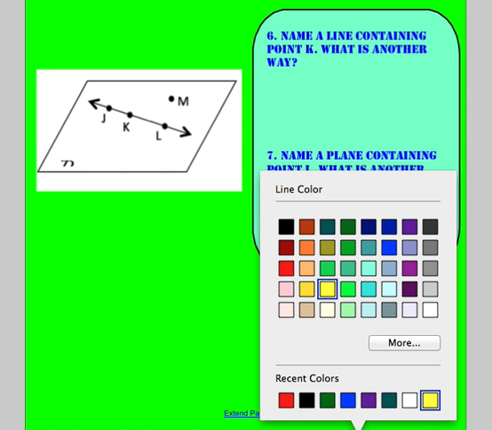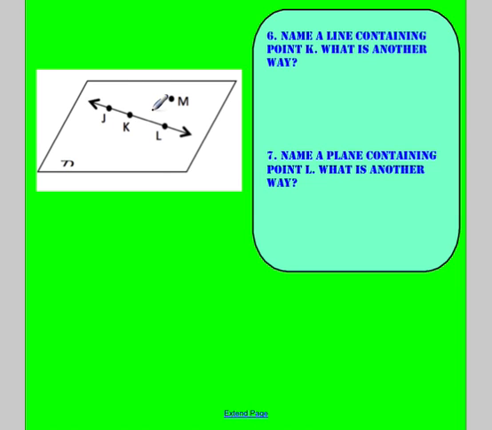Well, first thing I'm going to do is locate point K. I see that point K is right here. Okay, so point K is on the line JL. So I'm going to name it JL. What's another way I can name it? Well, I could flip the letters around. I could name it LJ. Whenever you're labeling a line, you want to make sure you put those arrows over it. That's really, really important, okay?